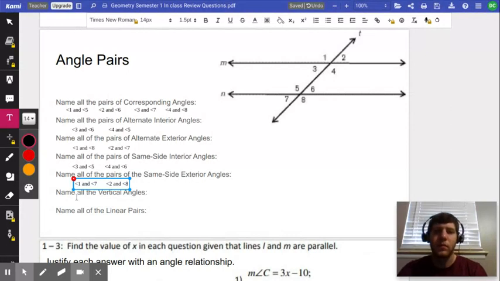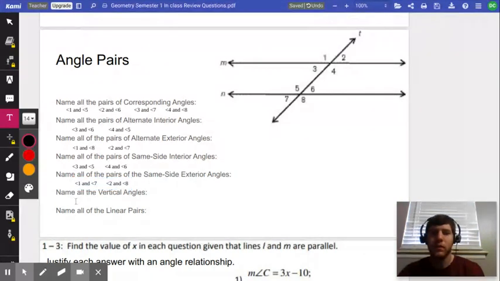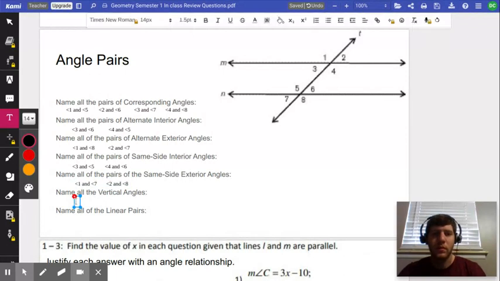Okay, vertical angles are formed when two lines intersect. The formal definition talks about being formed by two pairs of opposite rays. We can just think of it as opposite sides of an x. Okay, so for example, angle 1 and angle 4. Right, we also have angle 2 and angle 3 are vertical. Angle 5 and angle 8 are vertical. And then angle 6 and angle 7 are vertical.